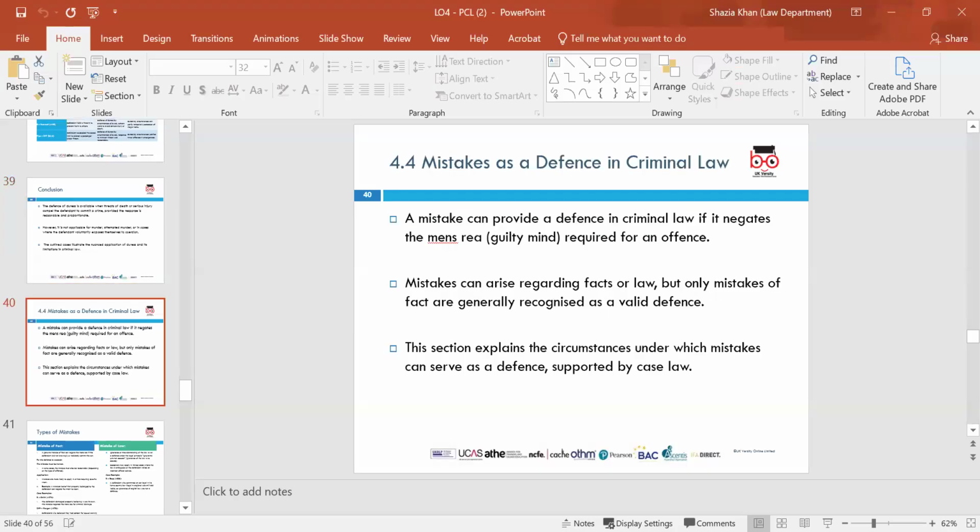Mistake. 4.4, mistake as a defence in criminal law. In criminal law, there are two main types of mistake: mistake of fact and mistake of law. A mistake as to criminal law, or ignorance of it, is no defence to a criminal charge. However, a mistaken belief that an act is not criminal may afford mitigation.